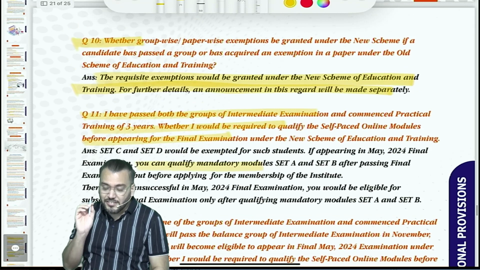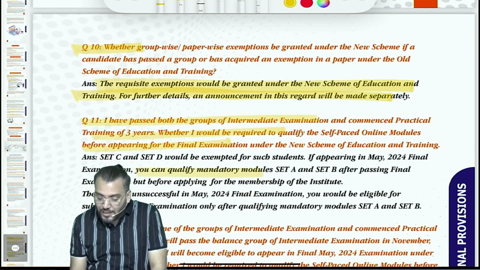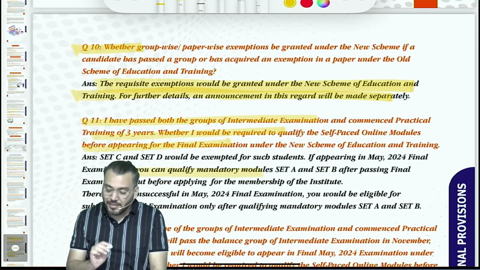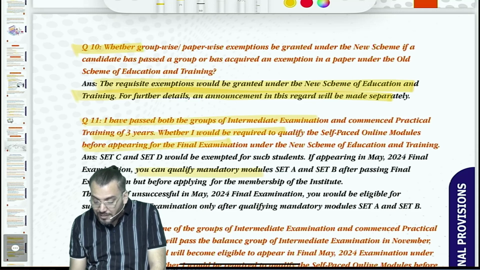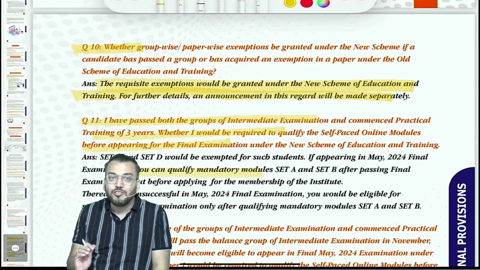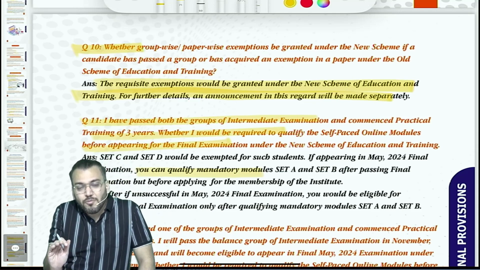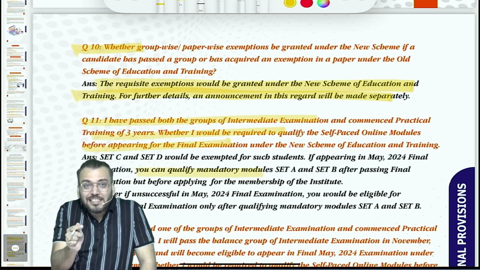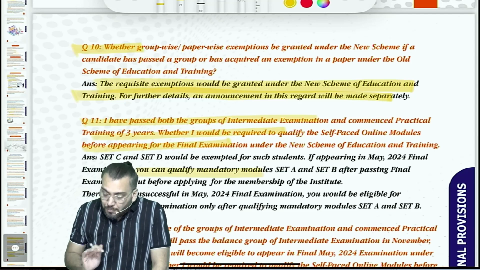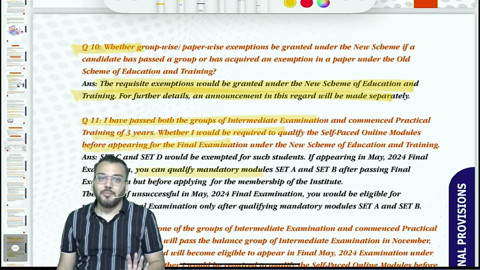ICAI has said, on whether group-wise or paper-wise exemption will be granted under the new scheme, that if a candidate has passed a group or has acquired an exemption in a paper under the old scheme of education and training, the requisite exemption would be granted under the new scheme of education. Means if you pass group 1, it will be considered that you have passed group 1 under the new scheme. If you have availed one exemption under group 1, that exemption will also be carried forward. But for that, detail has not been given.